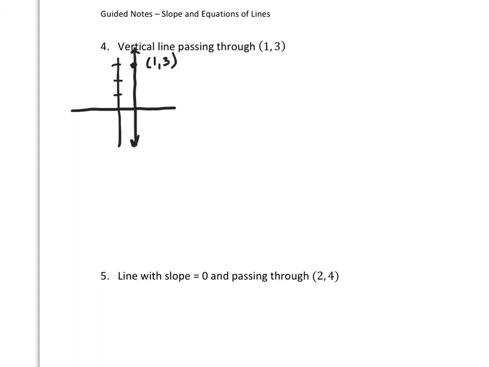All right. Think about it. Every ordered pair on this vertical line has the same what? It has the same x value. All those ordered pairs, the x value is 1. And that's going to be the equation of the line, x = 1. All vertical lines are x = equations. Another way to say that, instead of saying vertical, I could say line with undefined slope.